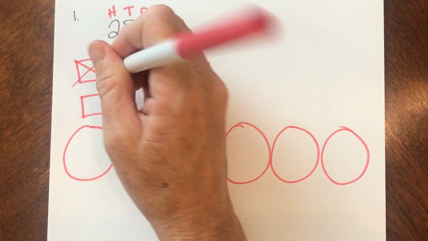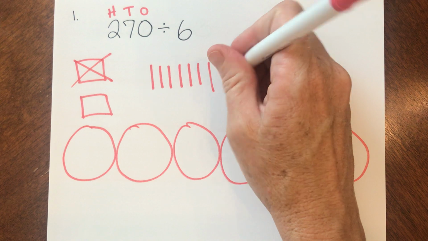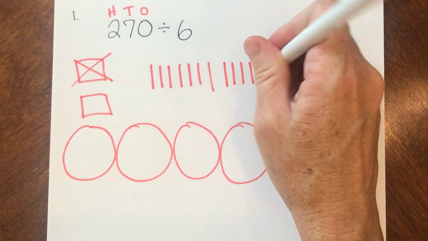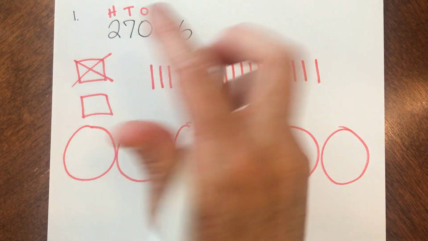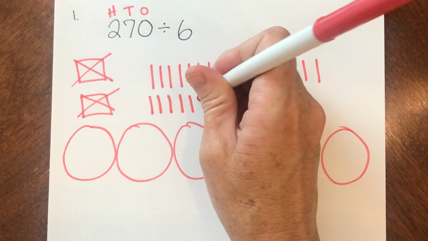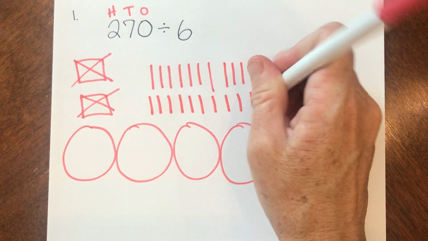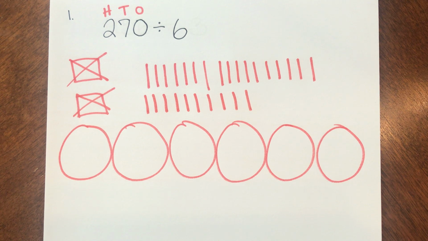So this one is 100, so it's worth 10 10s. So ready? 1, 2, 3, 4, 5, 6, 7, 8, 9, 10. And I'm going to unbundle this one as well. 1, 2, 3, 4, 5, 6, 7, 8, 9, 10. Wow, I have a lot of 10 rods. Okay, so I'm going to start to pass out my 10 rods.